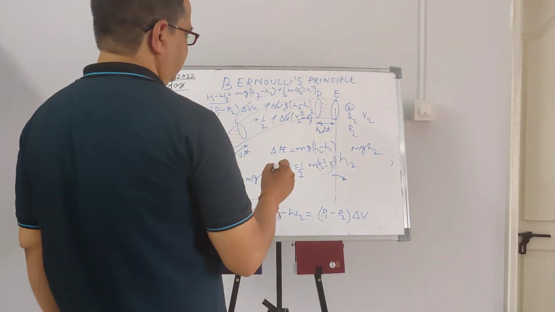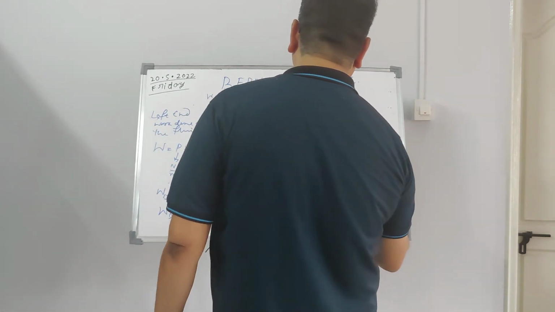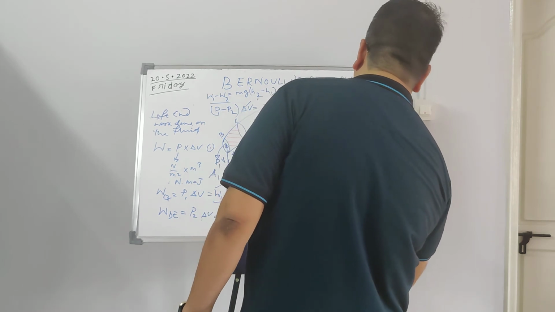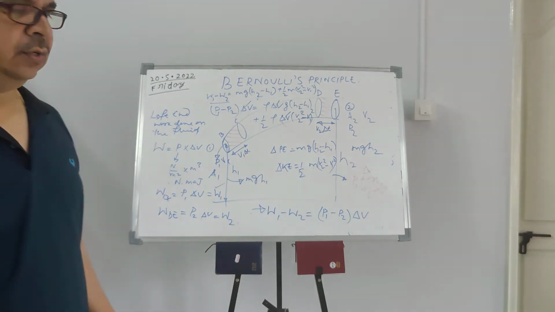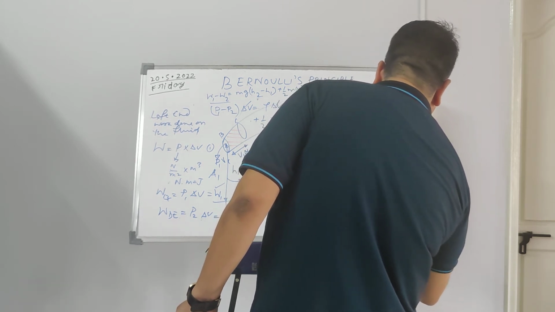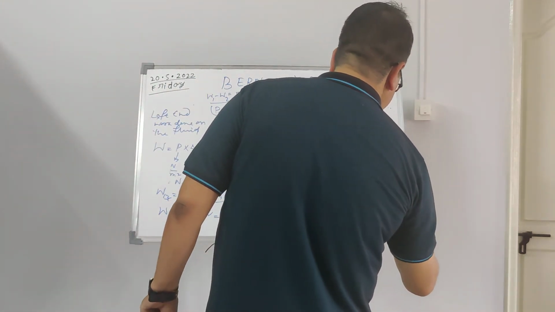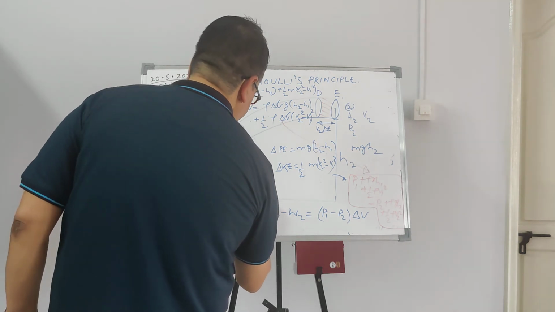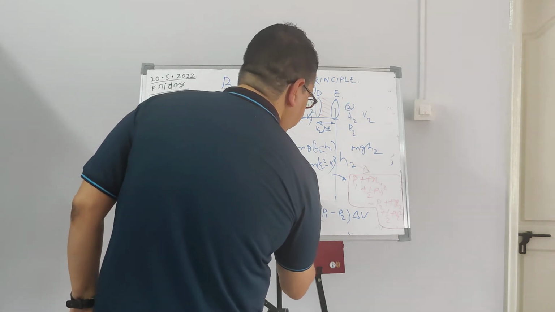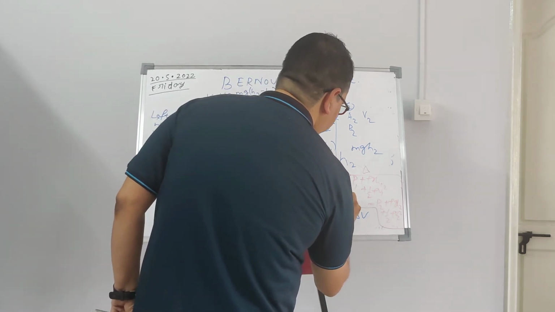Now this equation can be simplified. P1 plus rho g h1 plus half rho v1 square goes to the left side, and the right side will be P2 plus rho g h2 plus half rho v2 square. So basically this is the governing equation for Bernoulli's equation. Let me write it in a better way: P1 plus rho g h1 plus half rho v1 square is equal to P2 plus rho g h2 plus half rho v2 square.